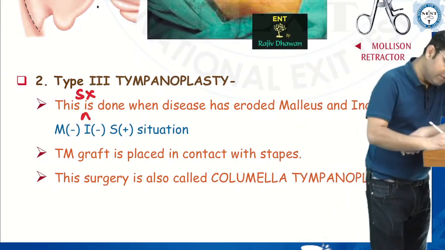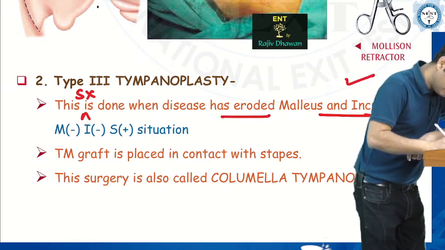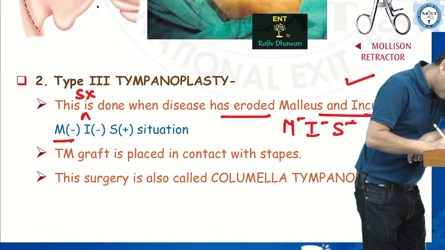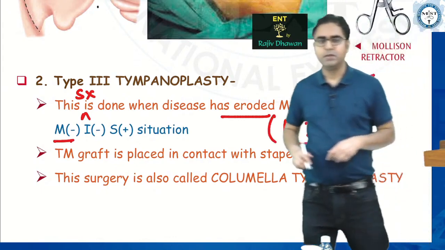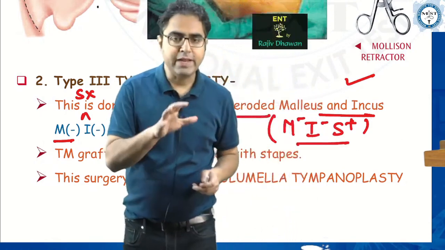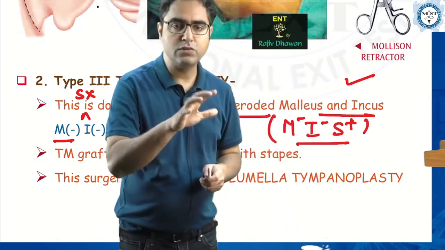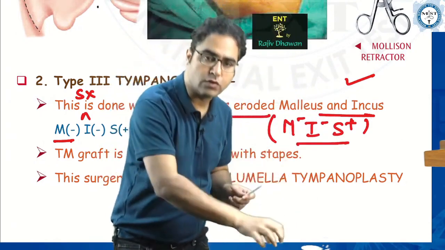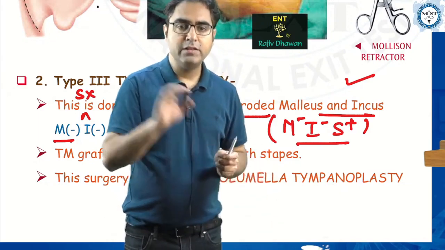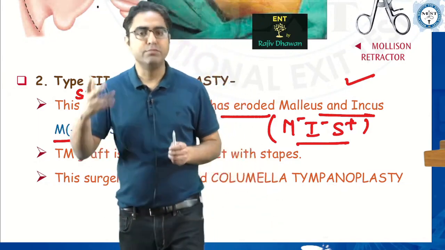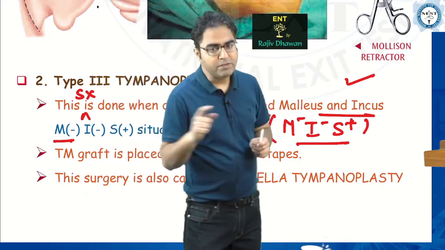Surgery is done when disease has eroded the malleus and incus, beta. M minus, I minus, S plus situation. Only the stapes is left, beta. I told you, disease can eat away the ossicles. First the incus is gone, then the malleus is also gone in some cases. In this patient, the malleus and incus both are gone. Only the stapes is left, beta.